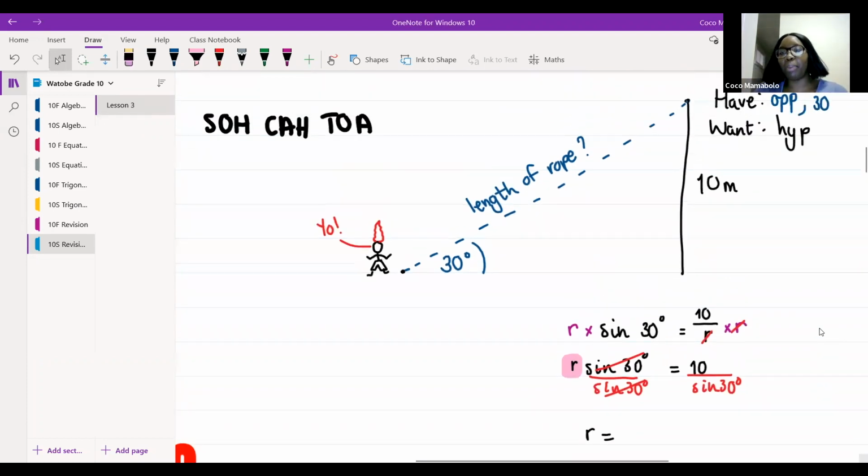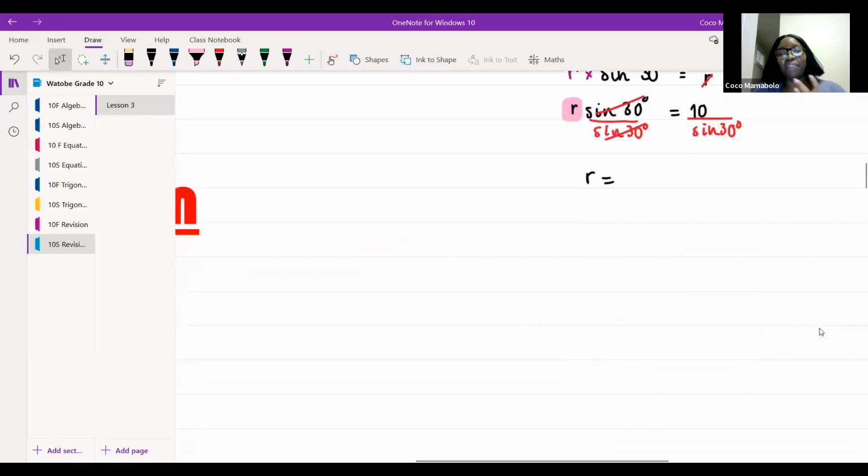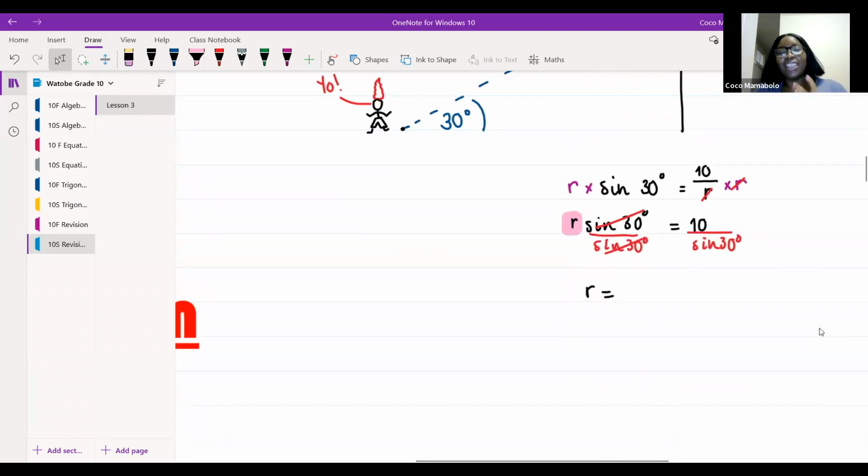Remember, our flagpole is in meters. Therefore, whatever it is that we're going to answer in needs to be measured in meters. Therefore, we're going to get 20 meters. All right, guys, please don't forget. If we're calculating for an angle, then we write degrees. But if we're calculating for a side, it's either going to be units or whatever unit of measurement they've given us. Be very, very careful, guys.